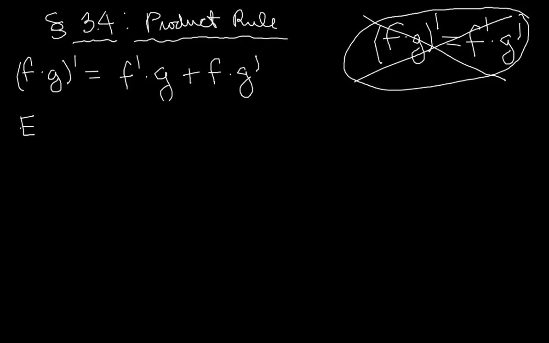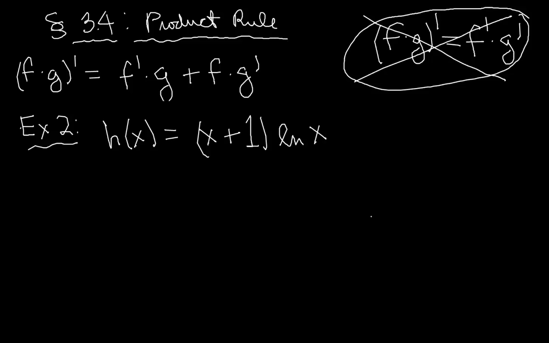Here we go, example 2. Let's instead do h of x equals x plus 1 times ln x. I want to find the derivative, h prime. Here I can identify it easily as a product of functions. I'm going to make this one my first one, and this one my second.